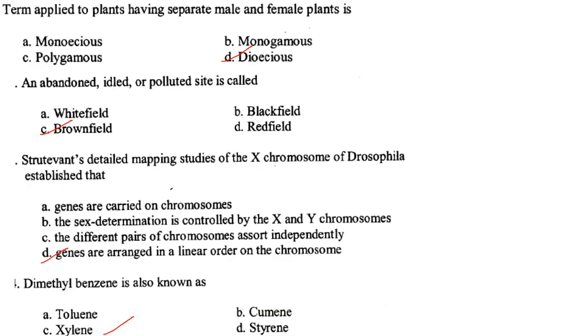Term applied to plant having separate male and female plants is dioecious. Answer is option D. Then an abandoned, idled or polluted site. Now this is a repeated question. Answer is option C, that is brownfield. Then Sturtevant's detailed mapping studies on the X chromosome of Drosophila established that genes are arranged in linear order on the chromosome. Answer is option D. Dimethylbenzene is also known as xylene. Answer is option C.